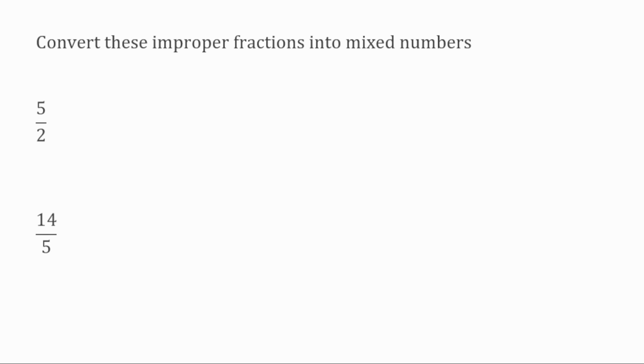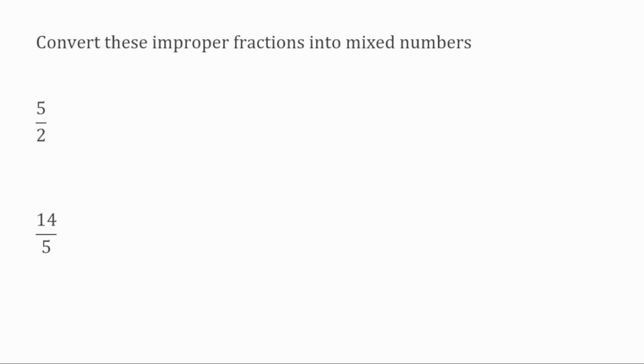So in today's video, we're going to be taking a look at converting between mixed numbers and improper fractions. So for these first lot of questions, we've got to convert these improper fractions into mixed numbers. Well, we can see we've got our improper fractions, where the numerator is bigger than the denominator. And we need to convert that into a mixed number where we have a whole number part and then a proper fraction. So for this first fraction, we have 5 over 2.